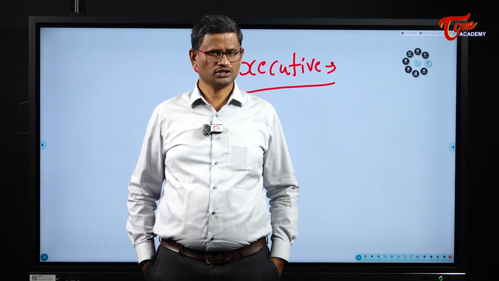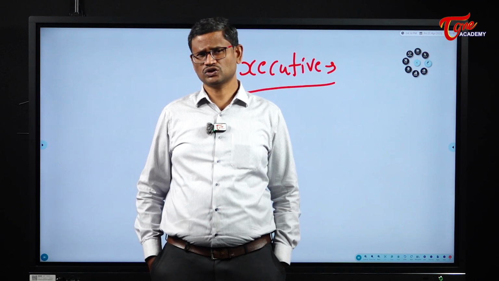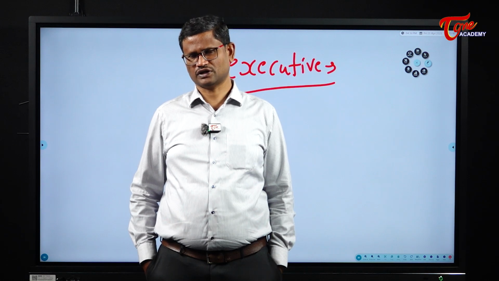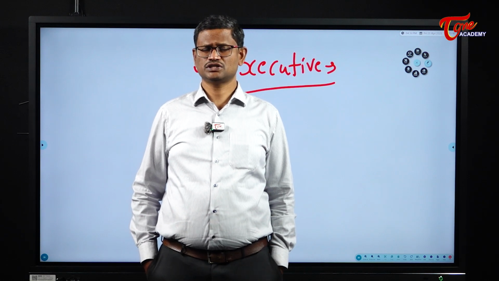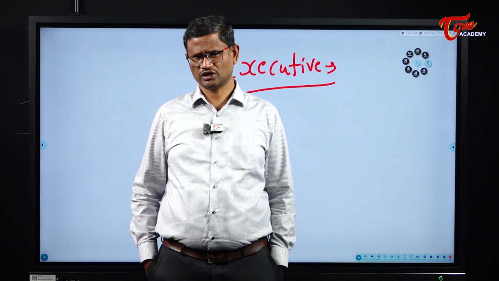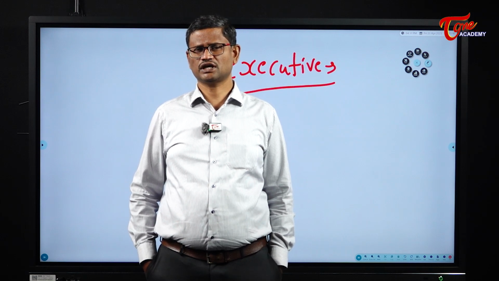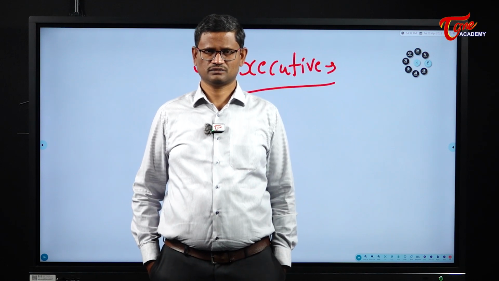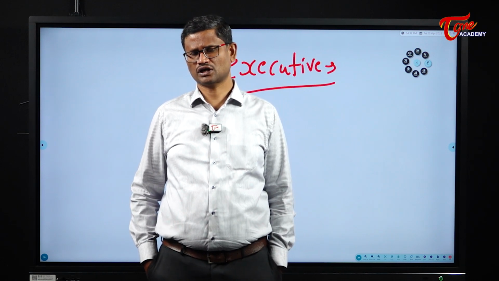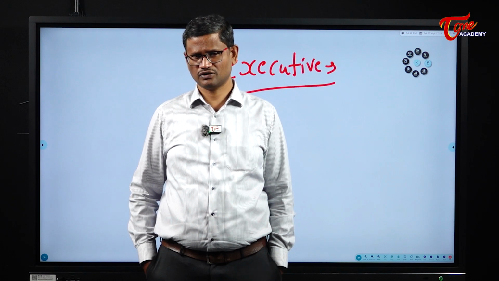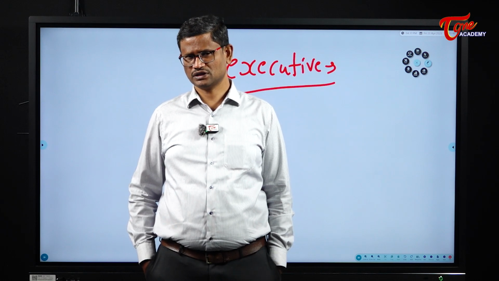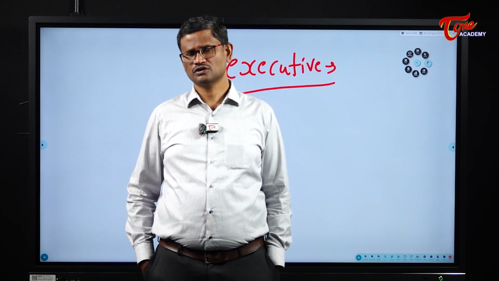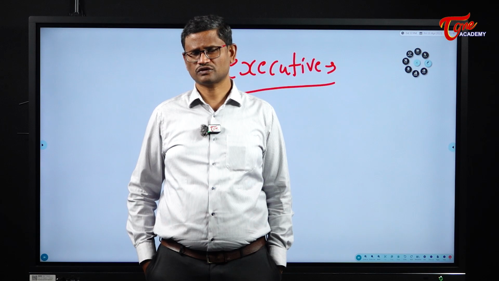This is one power. In addition to this, when it comes to executive powers, most of the important appointments are done in the name of the President. For example, the President appoints judges of the Supreme Court, judges of the High Court. He also appoints the chairman and members of the Union Public Service Commission. He appoints the Chief Election Commissioner and other election commissioners in the Election Commission of India. He appoints the ambassadors. He appoints the Controller and Auditor General of India. So these are called executive powers of the Indian President.